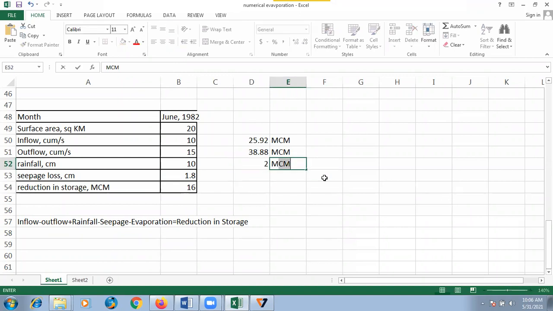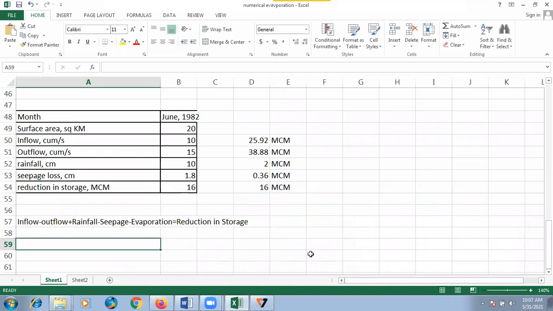This becomes 2 MCM. And similarly for seepage also, the depth is 1.8 centimeter. Convert that to meters. Multiply this with the area through which it is happening, that is 20 square kilometer. Convert that to meter square, into 1000 square. Divide that by 10 power 6 to convert that to MCM. So you get 0.36 MCM. Then reduction in storage is 16 MCM. You are already aware, 16 MCM reduction.